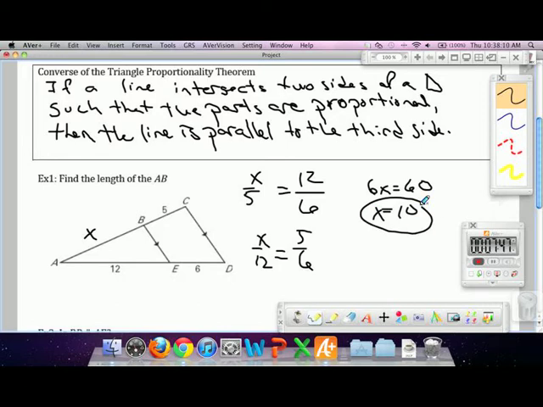You could use scale factor if you wanted. You could say that to go from 12 to 6, I would multiply, or maybe a better way to go, if I want to go from 6 to 12, I double it. So when I go from 5 to x, I should double 5. You get 10 as well. That would be another way to look at the problem. But they're proportional.